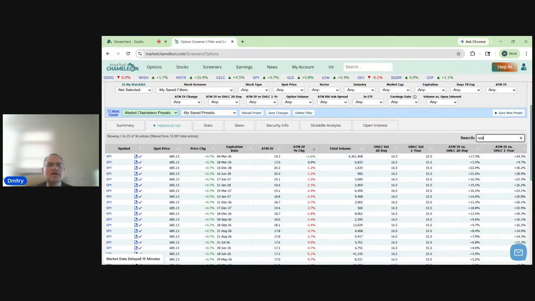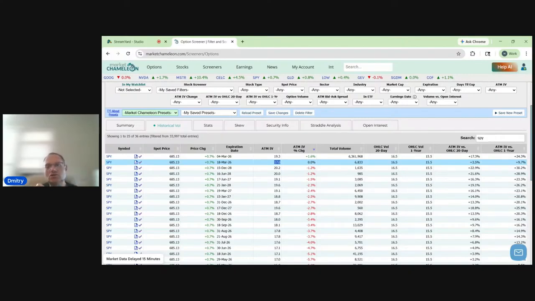So here, what we have is, if you go from left to right, you see SPY. This was yesterday's expiration expired, but let's go to this one, March 18th, and we see that the at-the-money implied volatility is 17. Well, how do we now put that into perspective? We need to look at a relative value. Is 17 high? Is it low? And there are different ways we could analyze that.